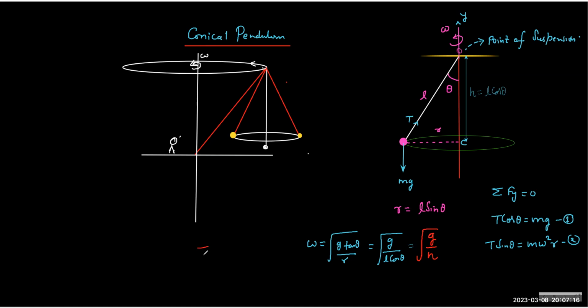And therefore the time period is defined as 2 pi by omega. So you can write it as 2 pi under root H by G. And that is something really interesting. The time period really depends on the separation between the point of suspension and the center of the circle, right?